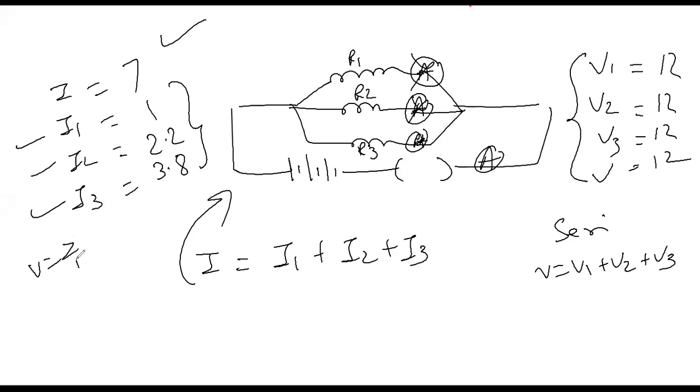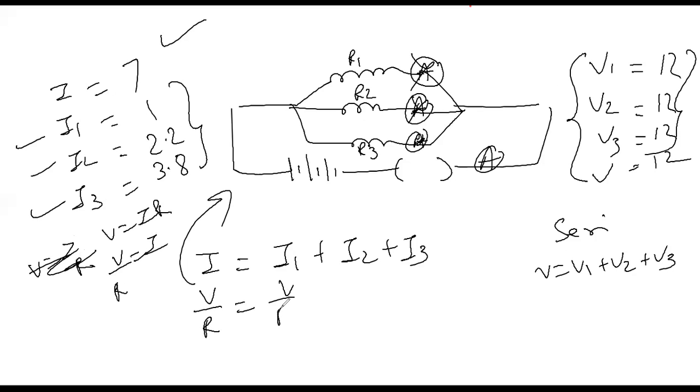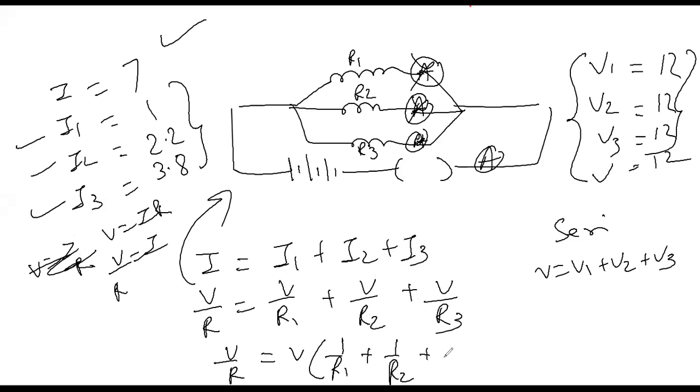What do we know? V is equal to IR. So V upon R is equal to I. And voltage is every time the same. So again I will write V upon R1, V upon R2, and V upon R3. V is common as a numerator. Remains 1 upon R1, 1 upon R2, 1 upon R3. V and V get cancelled. Finally, I get 1 upon R is 1 upon R1 plus 1 upon R2 plus 1 upon R3 for a parallel combination. Yes or no?